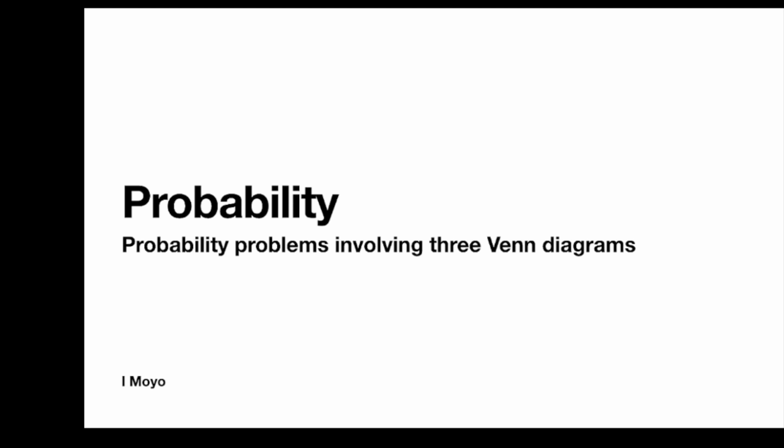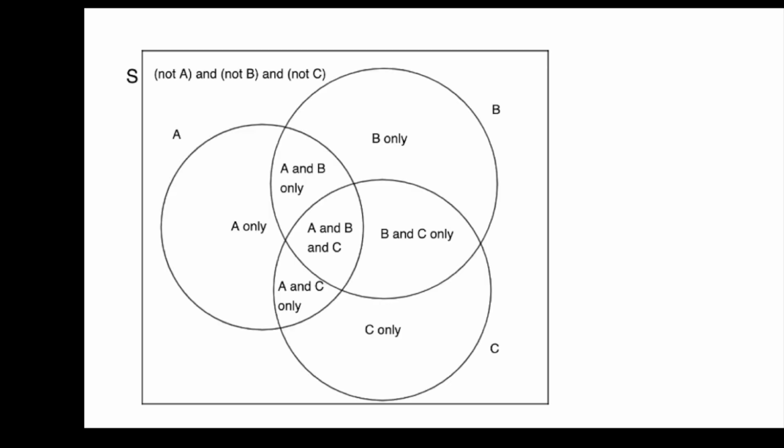Some probability problems require you to identify 3 events. In this case, we have 3 events, event A, event B, and event C. Their common region is that one there, that is where A and B and C intersect. So that is the region A intersection B intersection C.